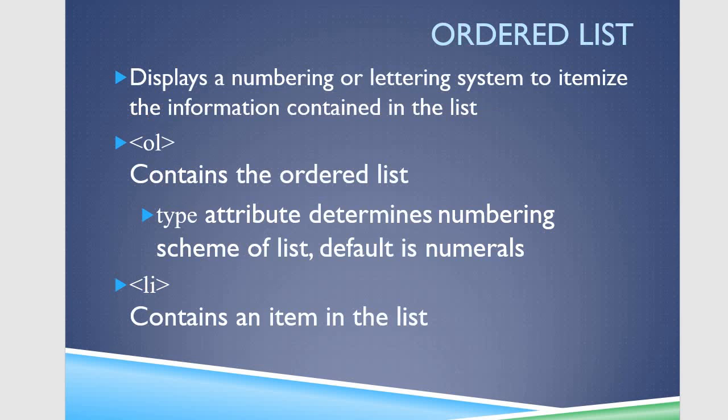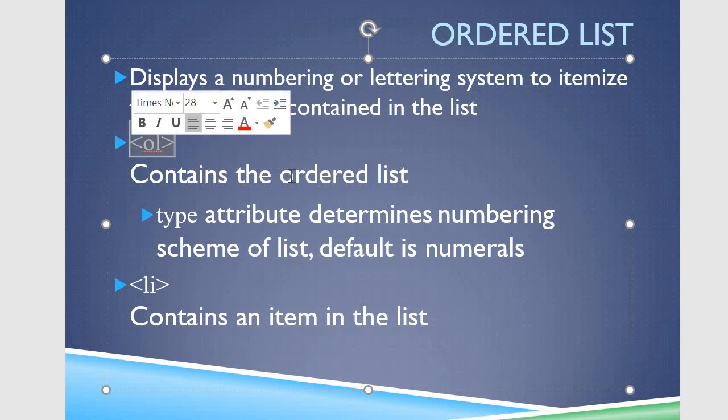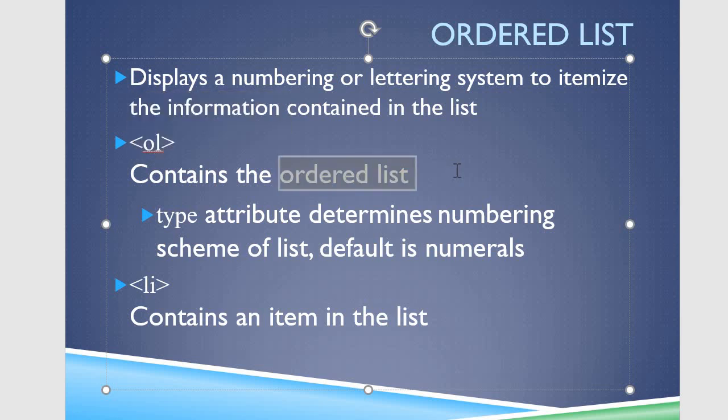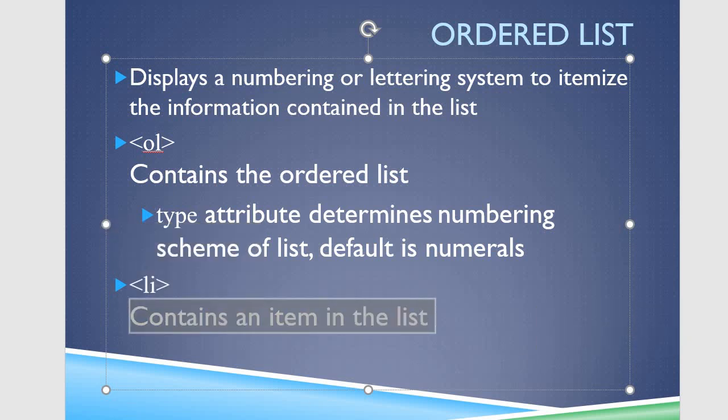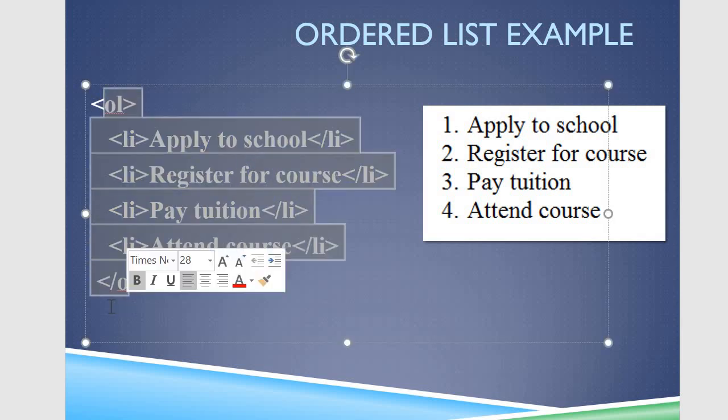Then ordered list displays a number or letter before the items of information contained in the list. Which tag will you use? OL contains the ordered list, and LI contains an item in the list. For the example, you can write this or write one by yourself.